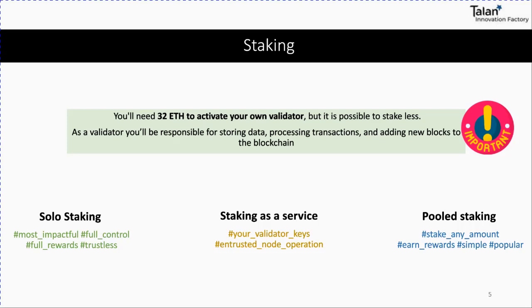Okay, now for the part where we said it's possible to stake less, we have pooled staking. If you have any amount of Ether, no matter how much, you can join a pool of staking, and this pool will stake the Ether you have and give you an ERC20 token that is the equivalent of your Ether. They will validate and do all the work for you, and you will get the reward.